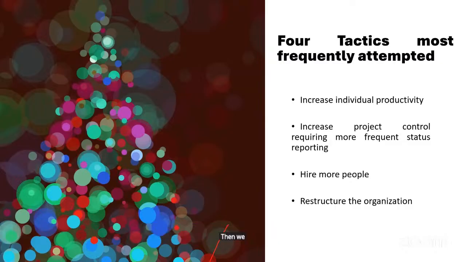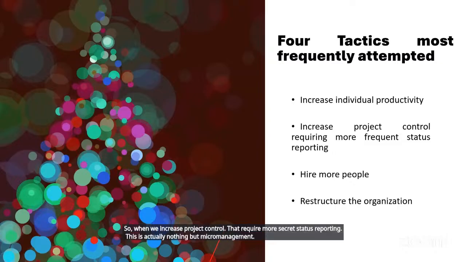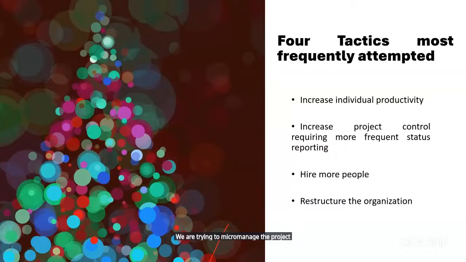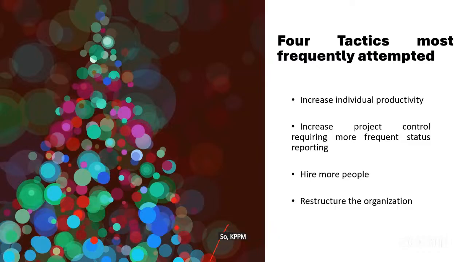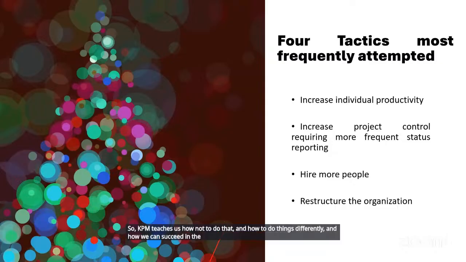Then we look at increased project control requiring more frequent status reporting. When we increase project control that requires more frequent status reporting, this is actually nothing but micromanagement. We are trying to micromanage the project and say, all of you give me reports every half an hour, 1 hour, which is a waste of time. So we are doing techniques which are not good for the project, and ultimately our project will fail. KPPM teaches us how not to do that, how to do things differently, and how we can succeed in the project more successfully.